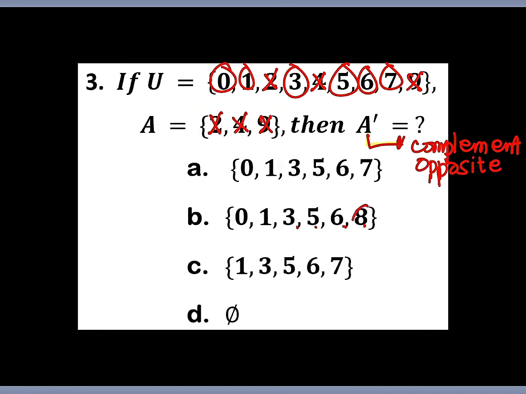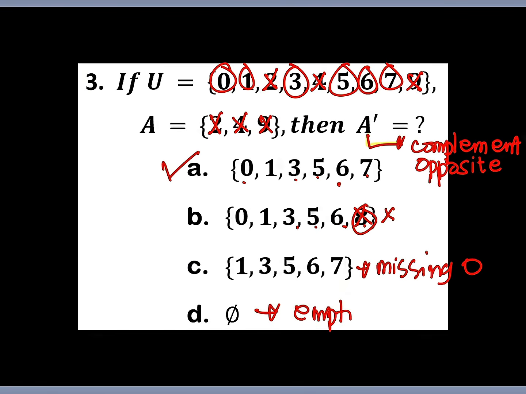For letter B, we have 0, 1, 3, 5, 6, 8. So 8 is not part of those elements. For letter A, 0, 1, 3, 5, 6, 7. So this is the answer, letter A. For letter C, 1, 3, 5, 6, 7. The missing here is 0. And for letter D, it is the symbol for empty set.